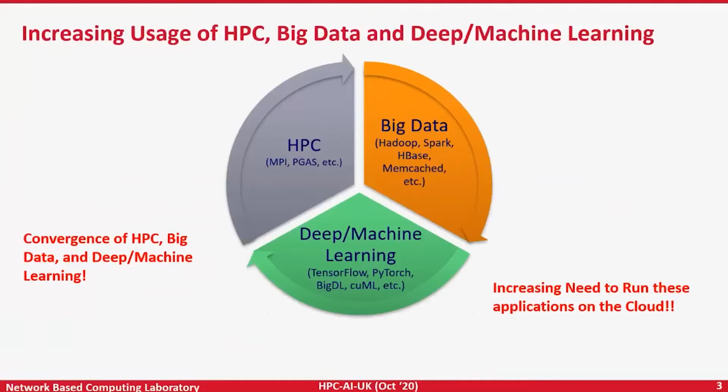There's a very nice cycle which is taking place between these three subdomains: high-performance computing, big data, and then machine learning and deep learning. So this kind of convergence is happening from the user's perspective, and there is also an increasing need to run these kinds of applications on the cloud. So the challenge is, how do we design the software stack or the middleware so that all these applications can run in a seamless manner on all the modern systems?